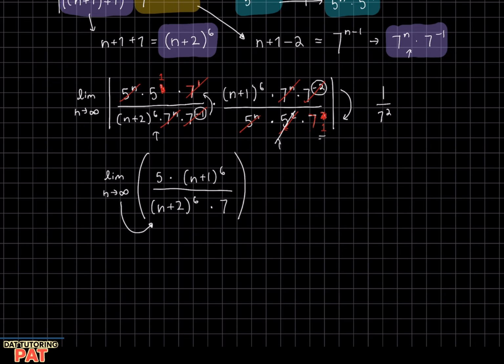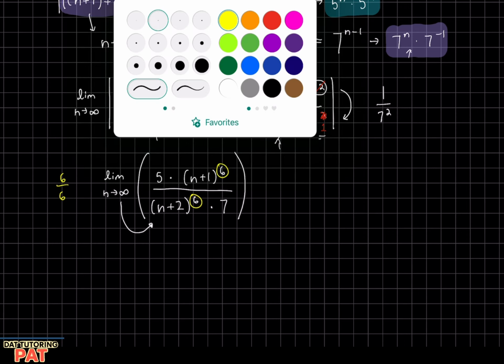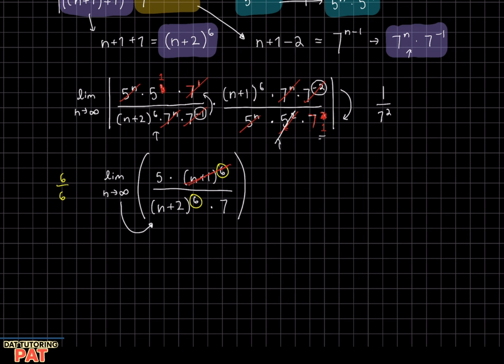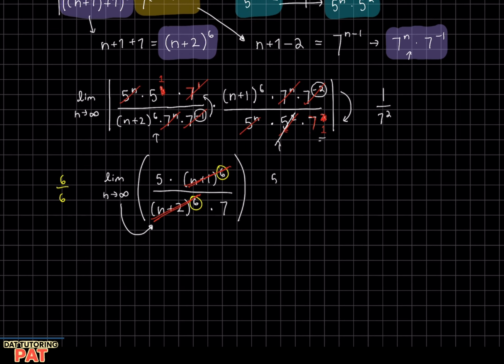Perfect. Let's go ahead and put this to infinity, right? So what's our coefficients? We have a 6 here and a 6 here. There's no other coefficients, so that's just 6 over 6. So what does that mean? Both of these cancel out. What does that leave us with? Well, that just leaves us with 5 over 7. And is 5 over 7 greater than or less than 1? Well, 7 over 7 is 1. 9 over 7 would be greater than 1. So 5 over 7 is less than 1.